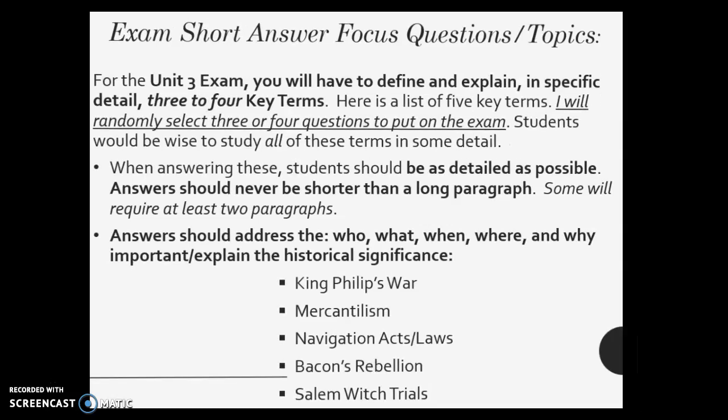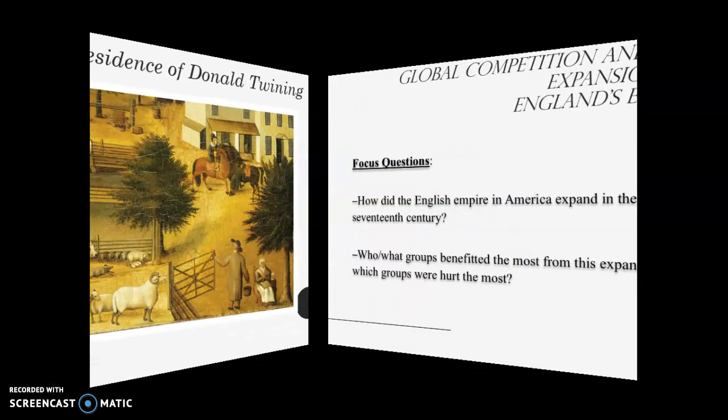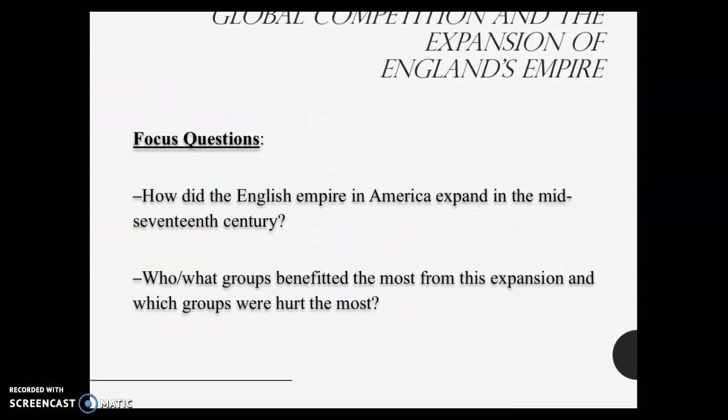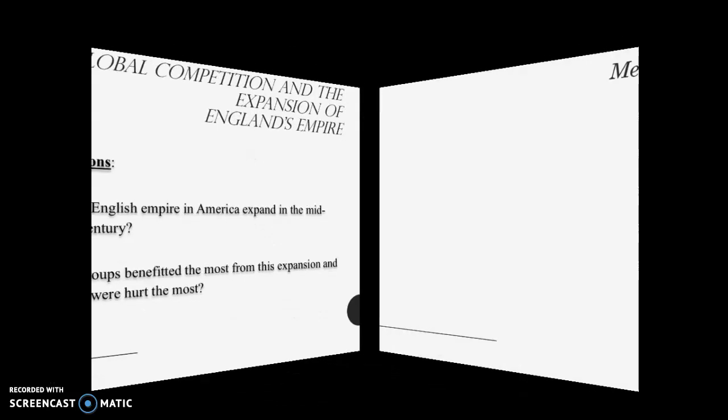So, all right, let's get into this here. It's just a picture of the colonial era there. You can see it's still a farming society. So where we're starting here is global competition and the expansion of the English Empire. These are topics and questions to think about as we go through all this, right? How did it expand? Where did it expand? And who benefited and who got hurt?